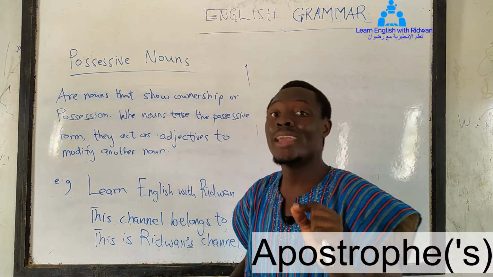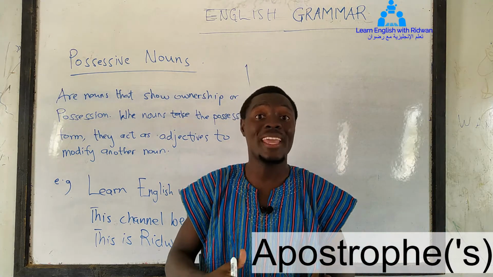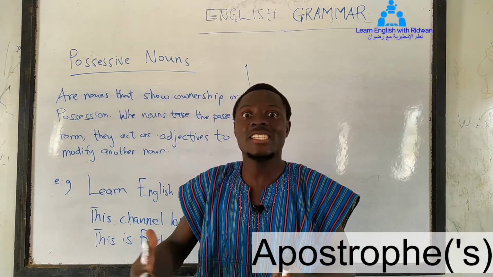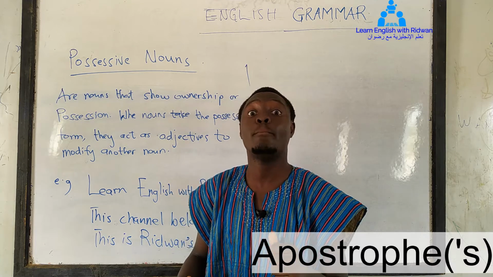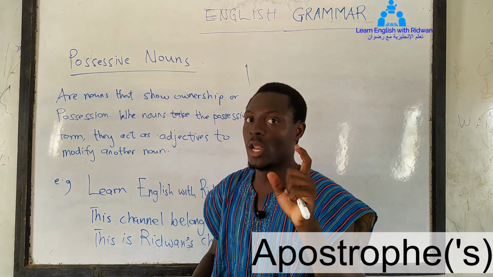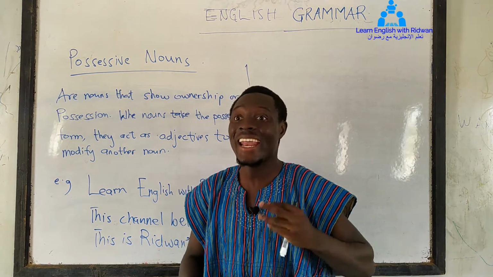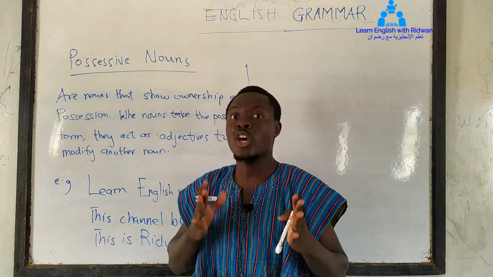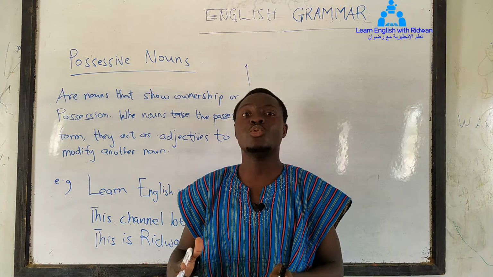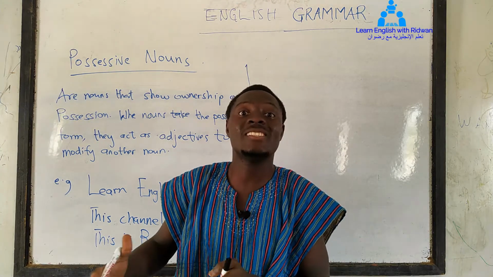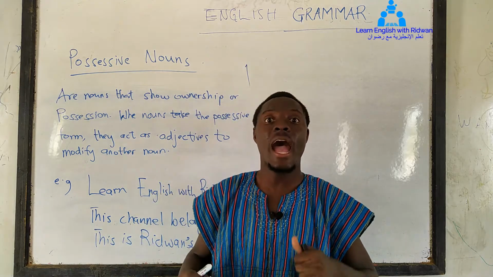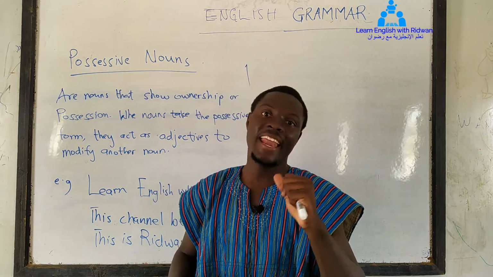That is, before you make a noun take a possessive form, you would have to add an apostrophe and an S to that particular word. A noun, whether a name, a thing, a place, or anything, so far as it's a noun, and you want it to take on the possessive form, then you would have to add the apostrophe and the S sign.